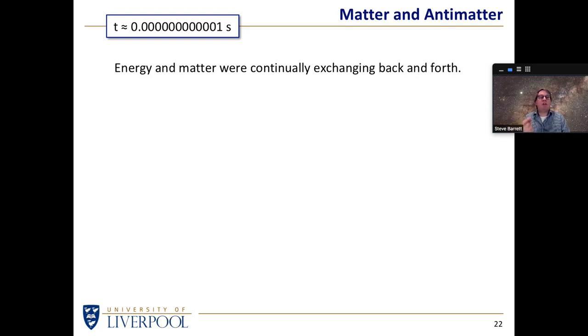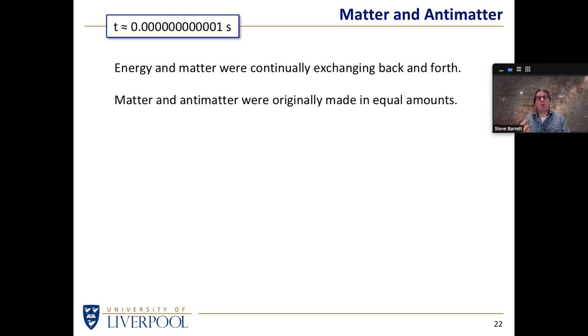So energy can create matter and antimatter, and matter and antimatter can annihilate to produce energy. And this exchange is going on back and forth and back and forth. Matter and antimatter are made in equal amounts. Every time energy is converted into matter, we get an equal amount of antimatter. I don't know how to represent energy, so I'm just going to use a big capital E here to represent some amount of energy.